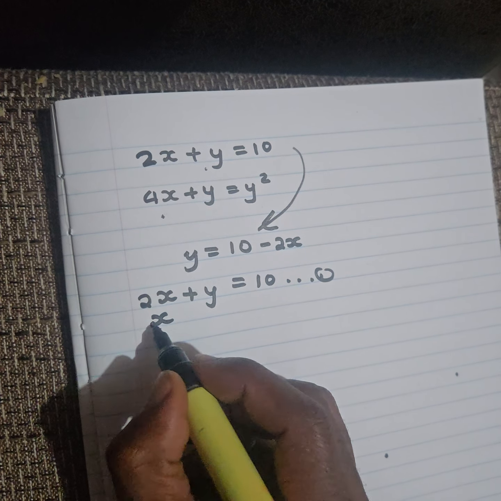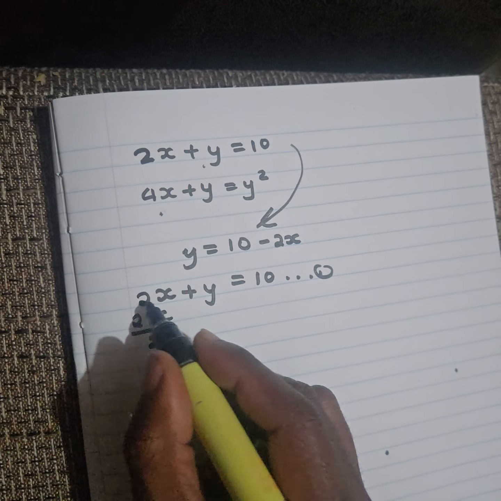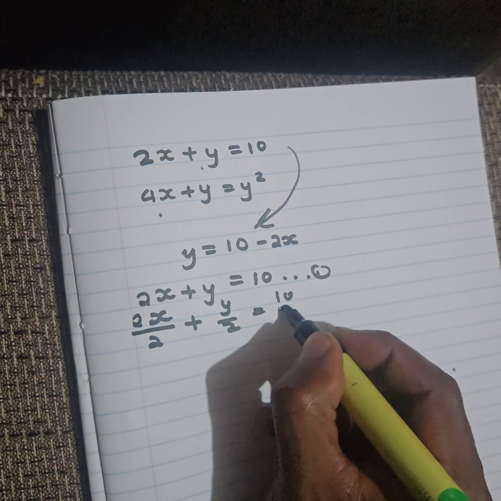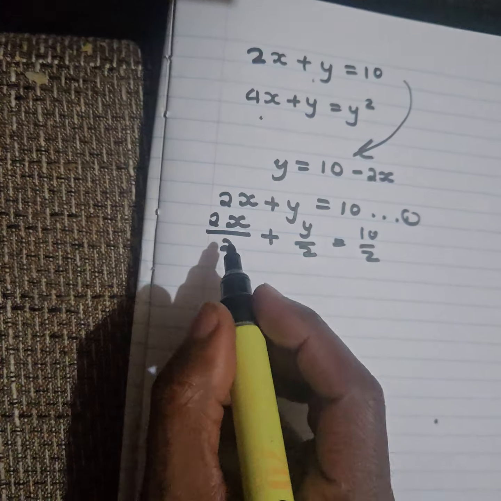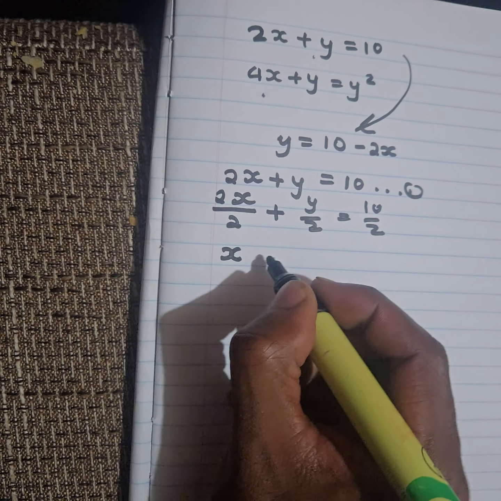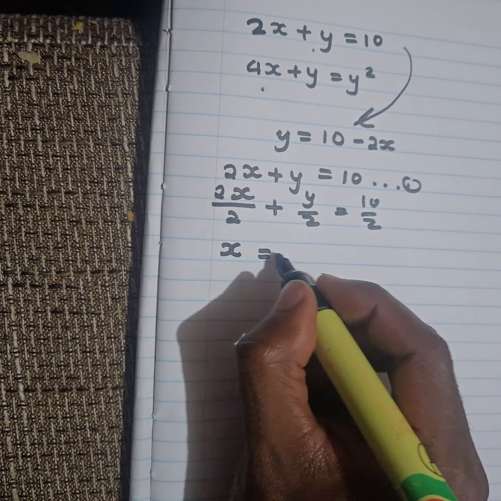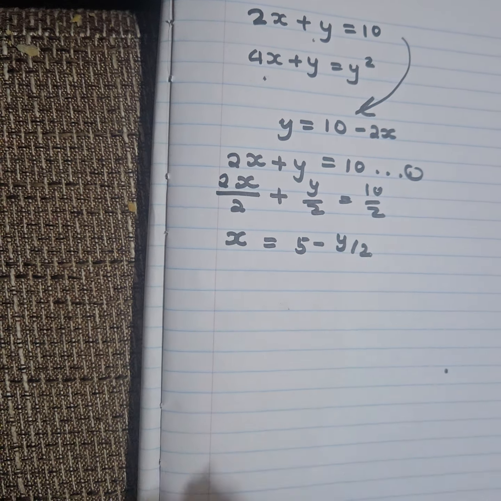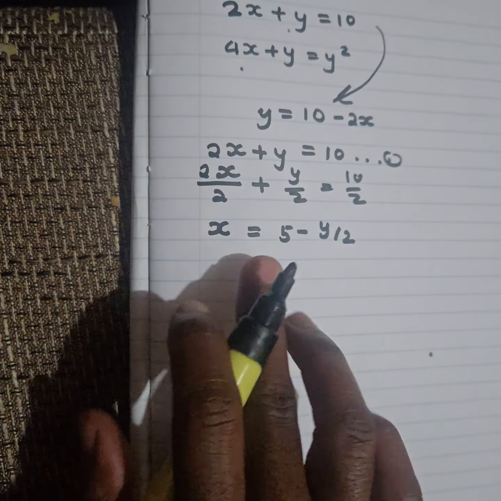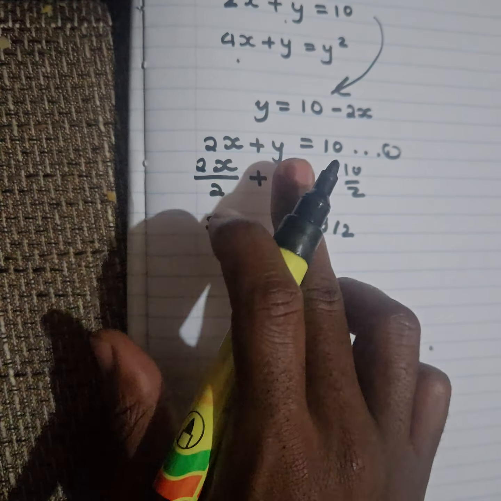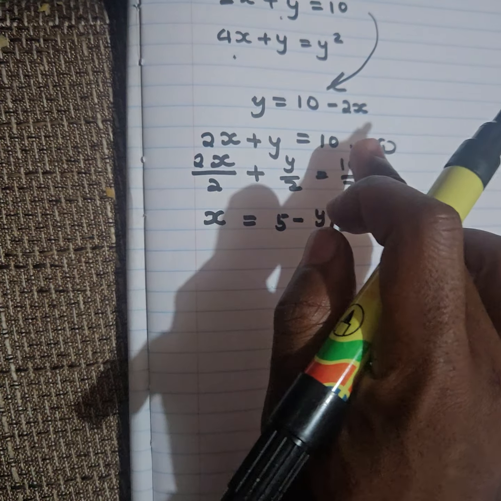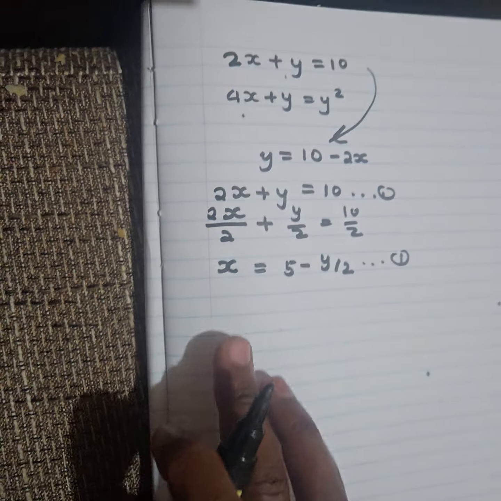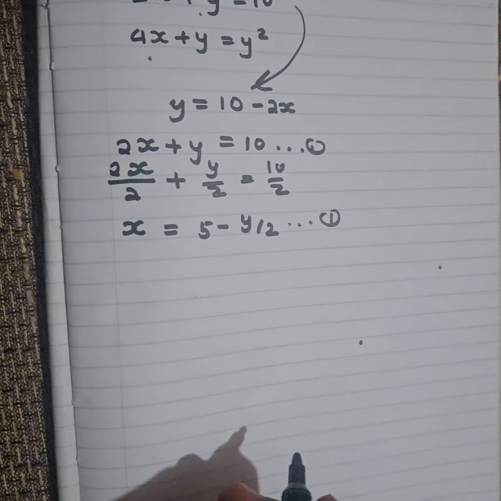So 2x, we have to divide by 2, and we have to divide by 2, and we have to divide by 2, right? Then we're going to have x equals 5 minus y over 2. So I just moved the y over 2 to this side, and the 5 is a result of 10 divided by 2. So this is the final form of our first equation.